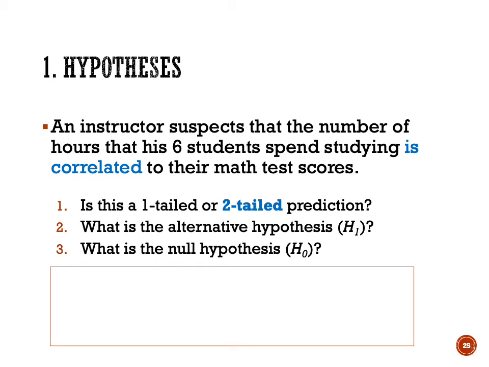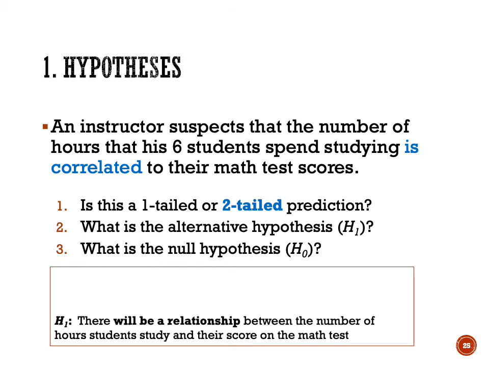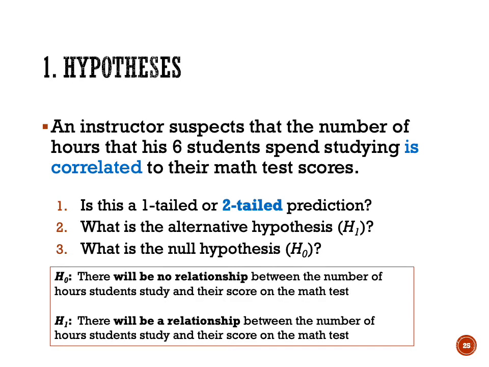So now let's state our hypotheses. And again, sometimes it's easier to state the alternative first. The alternative hypothesis is simply going to be that there is a relationship between number of hours studying and the score on the math test. And the null hypothesis is that there's no relationship between those two variables.